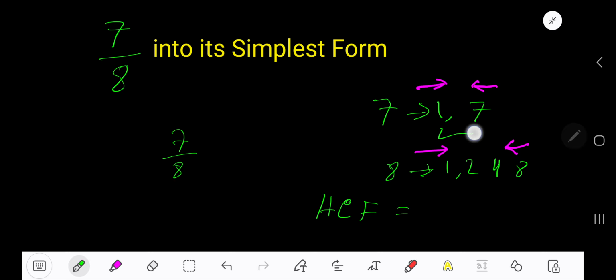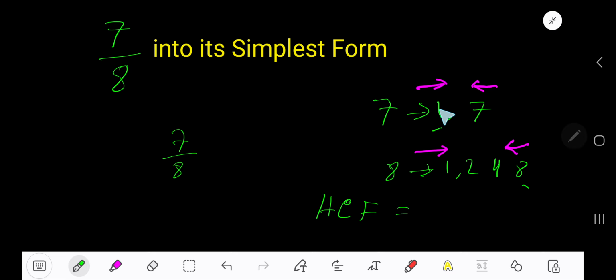1 times 7 equals 7. So 1 and 7 are the factors of 7. 1 times 8 equals 8. So 1 and 8 are the factors of 8. 2 times 4 equals 8. So 2 and 4 are the factors of 8.